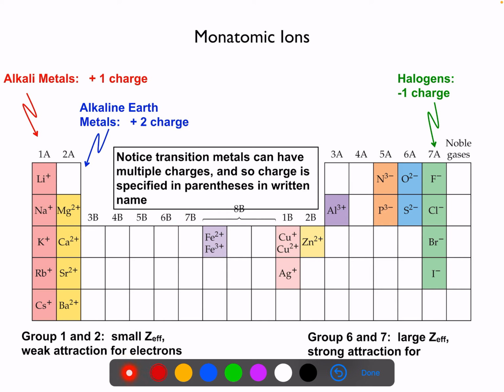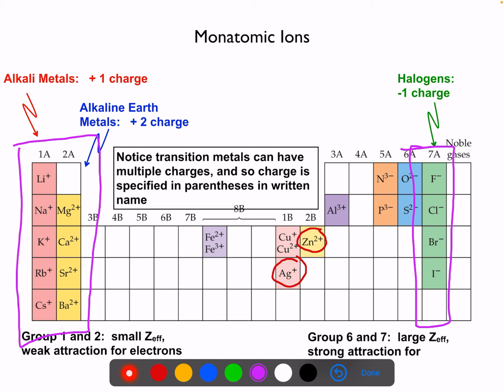There are some exceptions. Things like silver will always be +1, zinc will be +2. You don't need to memorize these things. What you should know are the charges of the alkali metals, alkaline earth, and the charges of the halogens. Those you should definitely know what charges they will be.